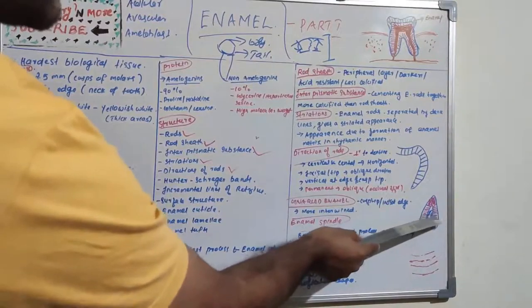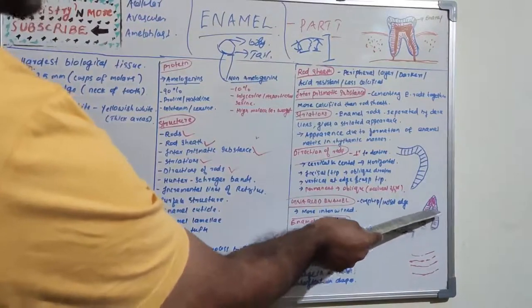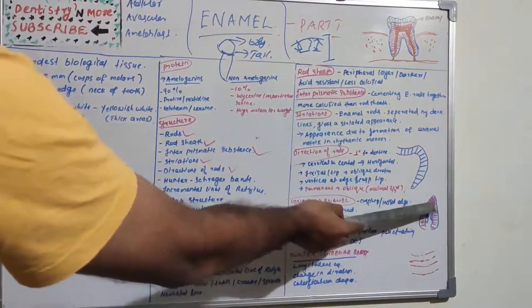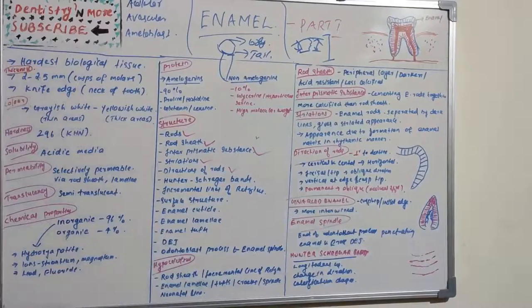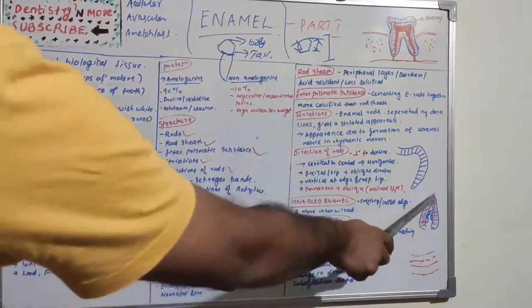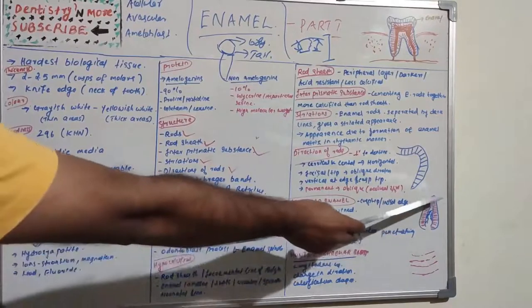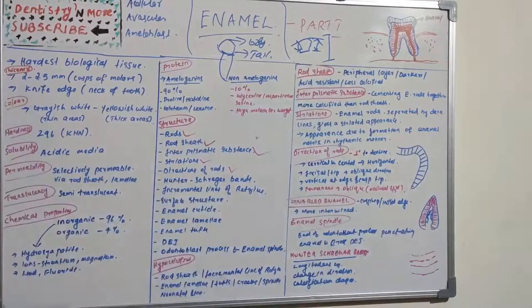You can see this is almost horizontal, and the pattern is more rhythmic and regular. But at the incisal edge or cusp tip, these bundles of rods seem to intertwine more. So intertwining of rods will be there at the incisal edge or cusp tip. This particular intertwining of bundles of rods is known as gnarled enamel, and this is an optical appearance at the incisal tip or cuspal edges.